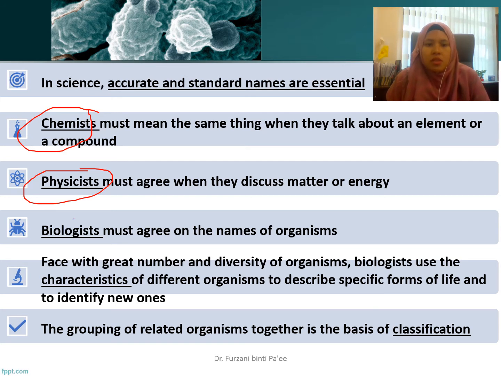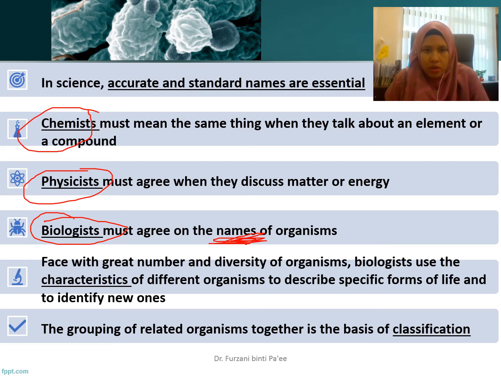As for us, the biologists, we must agree on the names of the organisms. For example, if I say this is E. coli, we are talking about the characteristics, the shapes, and the disease that it usually causes. But if my definition of E. coli is different from the other person's definition of E. coli, then it will be chaotic, right? So that's why biologists must agree on the names of the organisms.